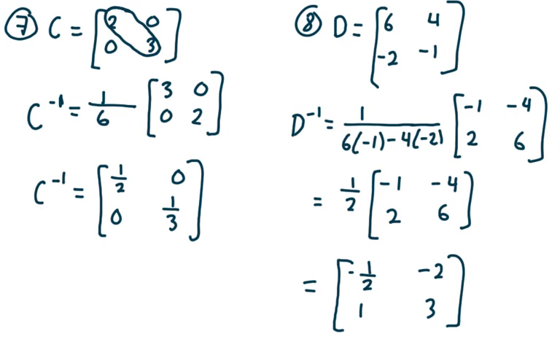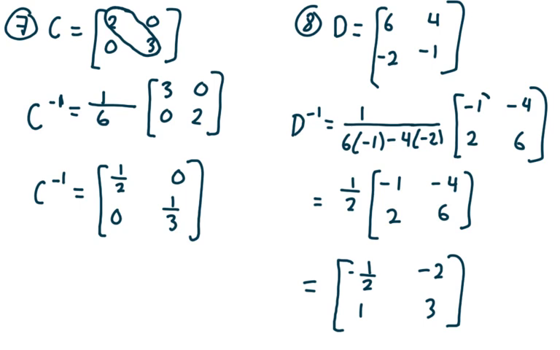If we take a look at number 8, D is the matrix 6, 4, negative 2, negative 1. D inverse is 1 over AD minus BC, which is 6 times negative 1 minus 4 times negative 2. So in other words, we get 1 over 6 times negative 1 minus 4 times negative 2 times the matrix negative 1, negative 4, 2, 6.